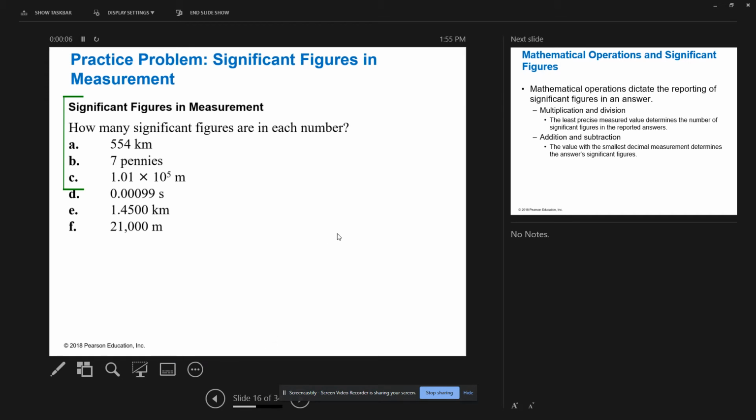Okay, so quick review. Let's look at determining the number of significant figures. Let's start with A, 554 kilometers. I have three non-zero digits, so I'm going to have three significant figures. 7 pennies, one non-zero digit, so I'm going to have one significant figure.